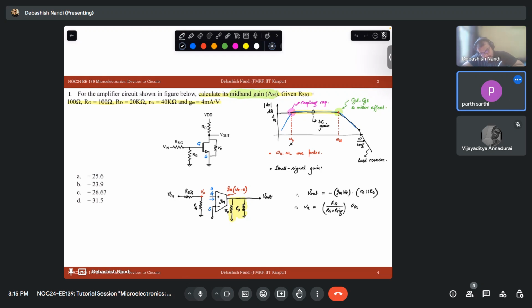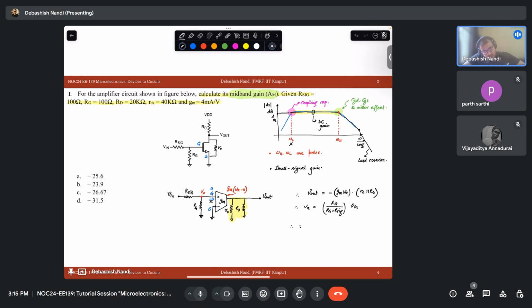Sorry, Sir, RG divided by RG plus R signal. You have understood this, right? Yes, sir. So the reason is that because there is no current going inside this terminal. So that is why you can use the voltage division through a voltage divider easily.